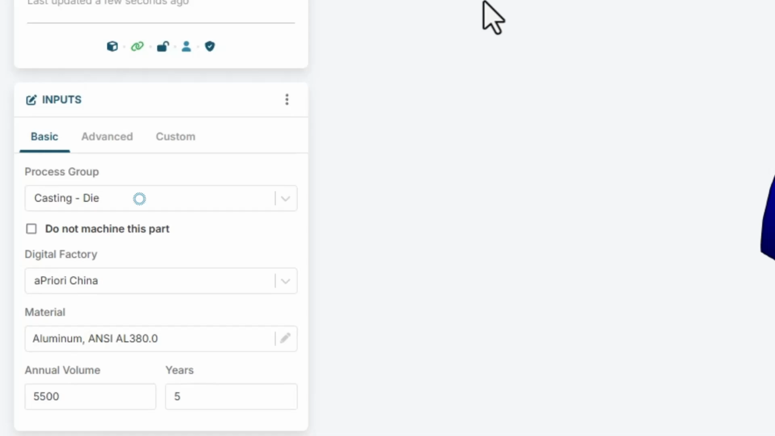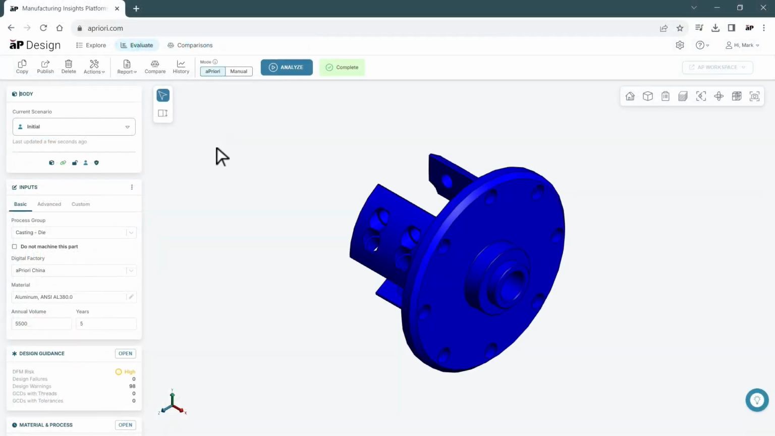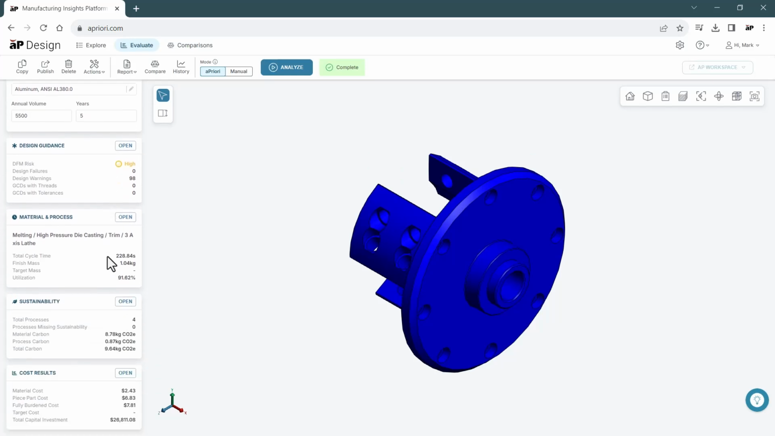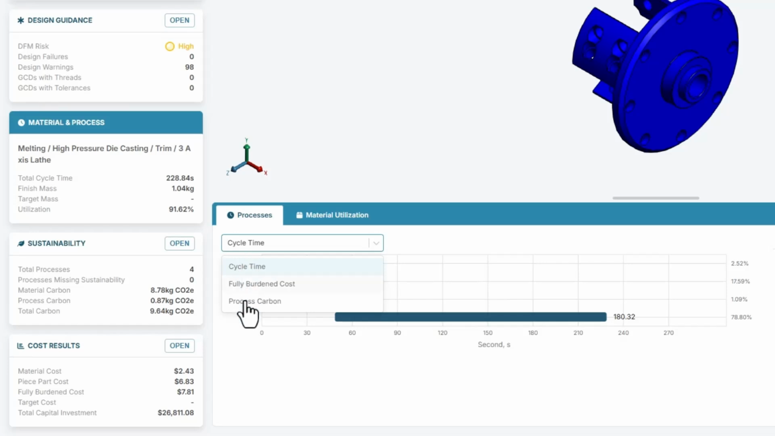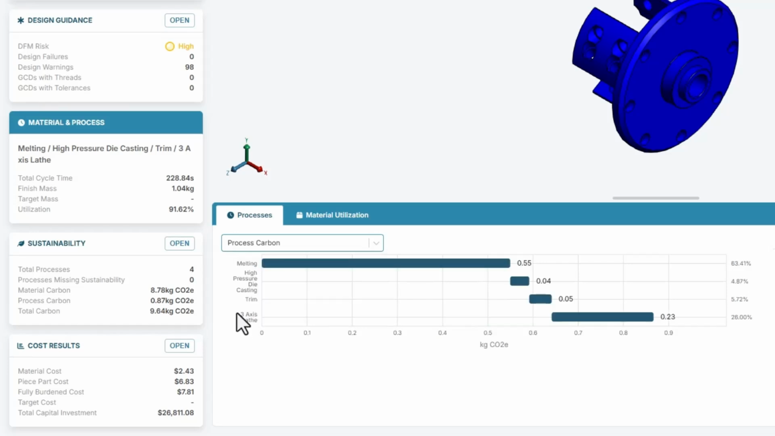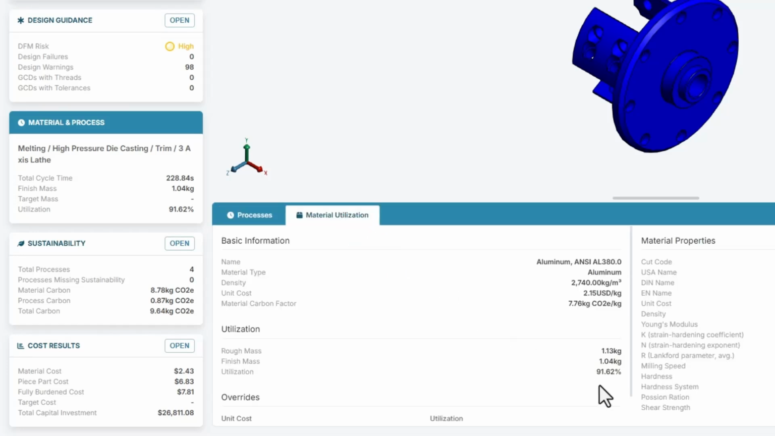After entering the process group, location, and material, the AI-powered manufacturing simulation evaluates the cost, manufacturability, and embodied carbon in seconds. The results can be broken out by material and process, or by each process. For deeper insights, you can also look at material utilization to ensure waste is minimized.